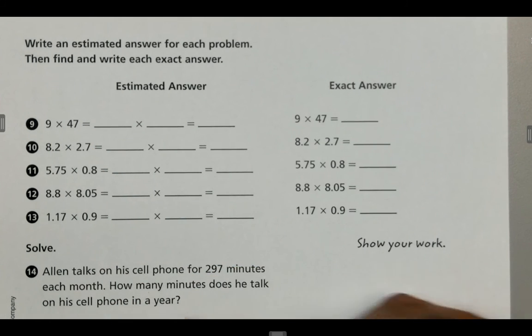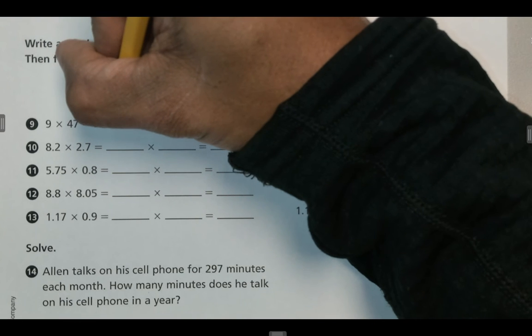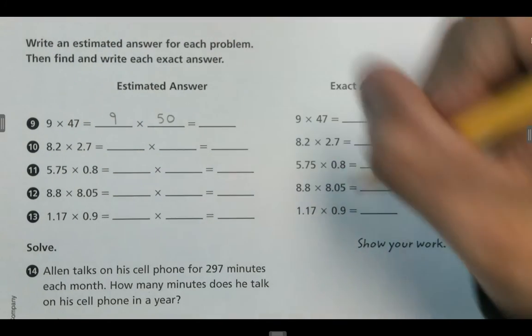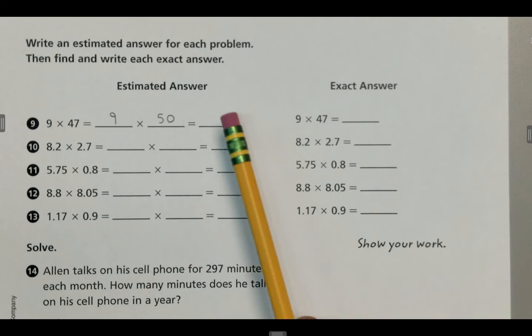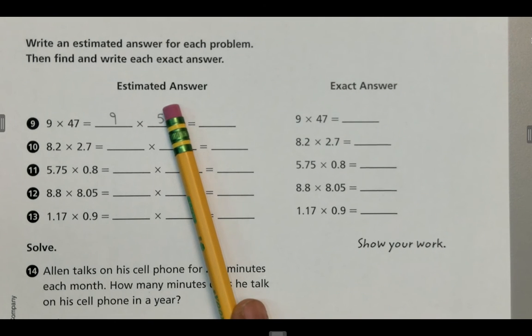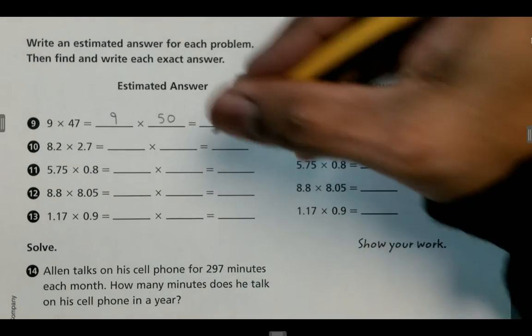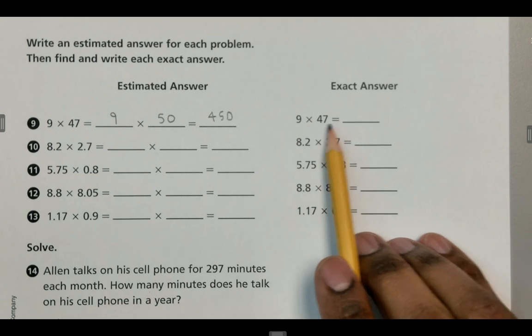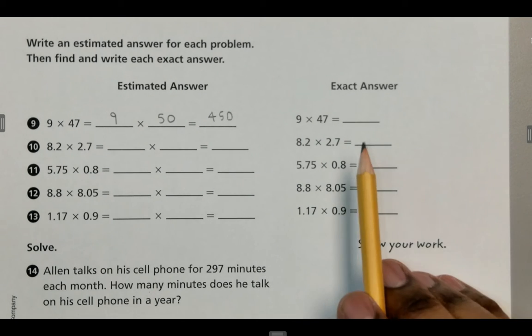You know what? I'm going to take the 47 and round that to 50. I'm going to call this 9 times 50. And then I know how to do this. Cover up my 0. 9 times 5 is 45. Add my 0 back in. 450 is my estimate.